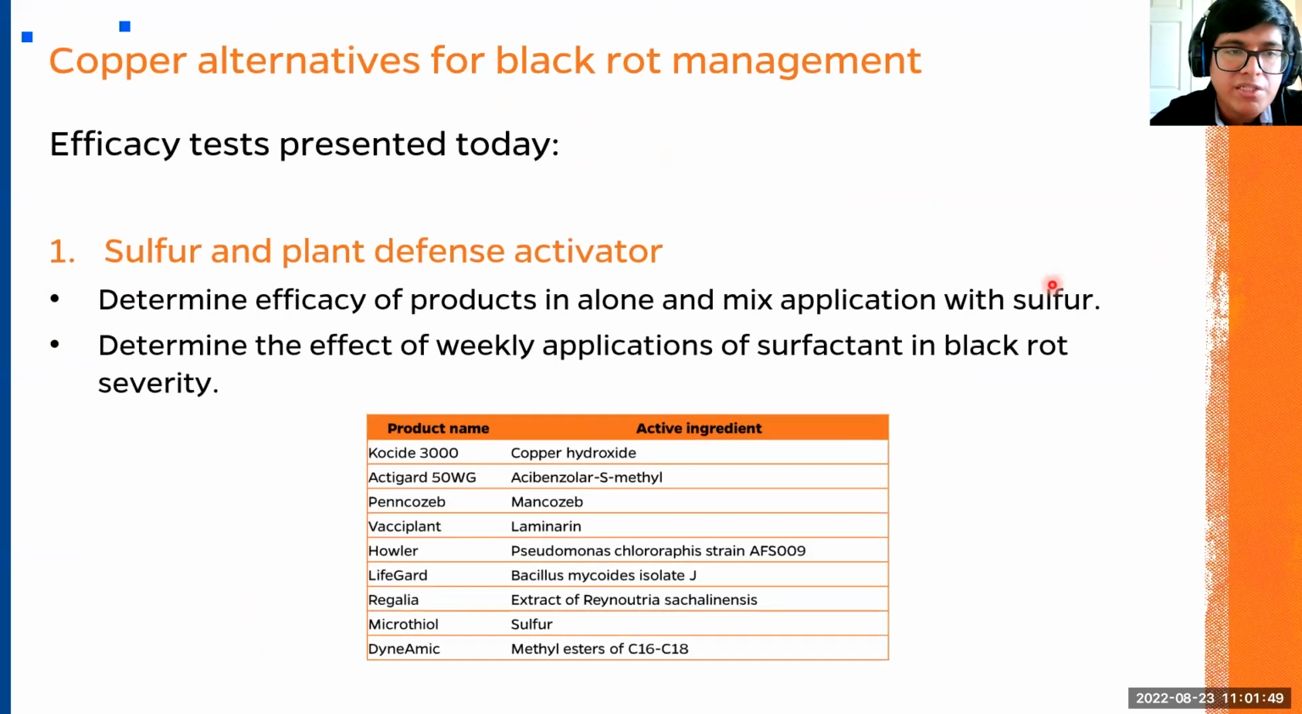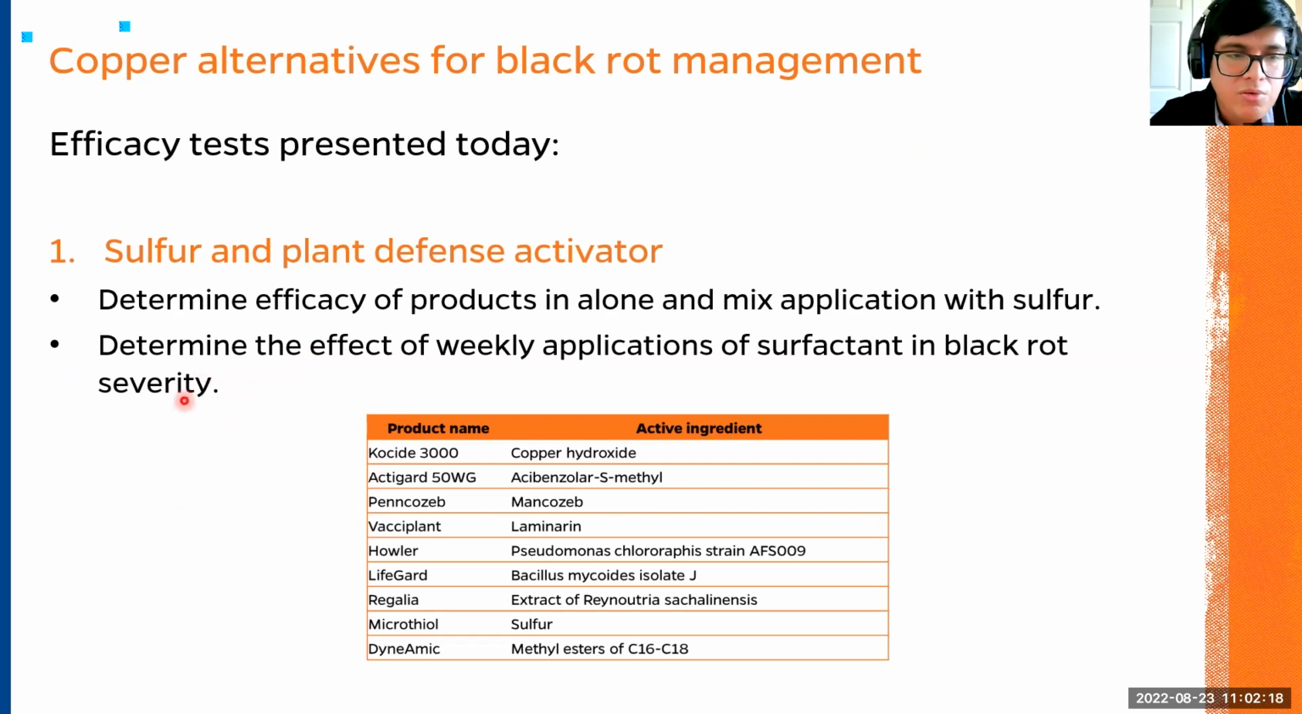So today I'm going to present the efficacy tests that we performed, and I have separated them into two groups of products. First, I'm going to present the sulfur and plant defense activator products that we used. We started this trial to determine the efficacy of products alone and mixed in application with sulfur, and then we want to compare the results with a grower standard and a non-treated control.